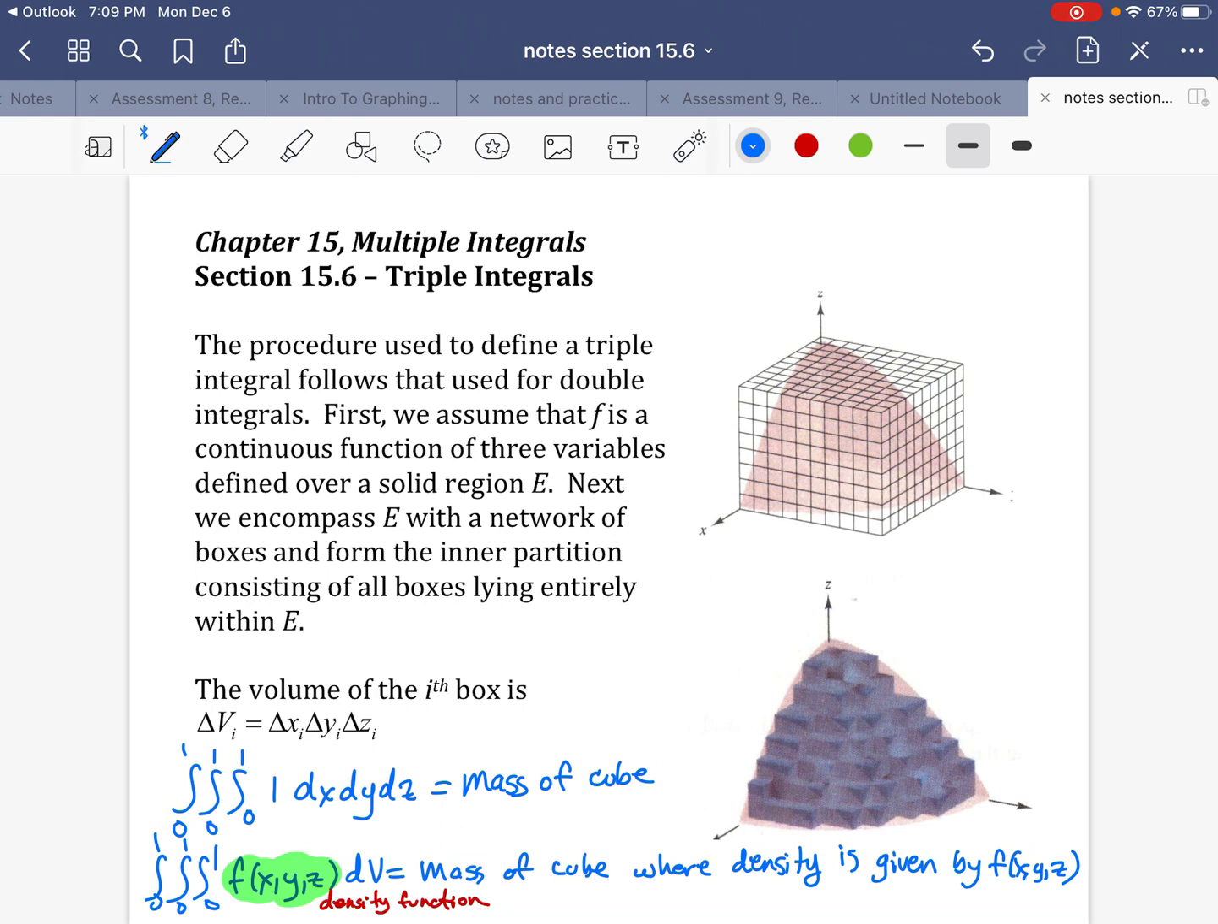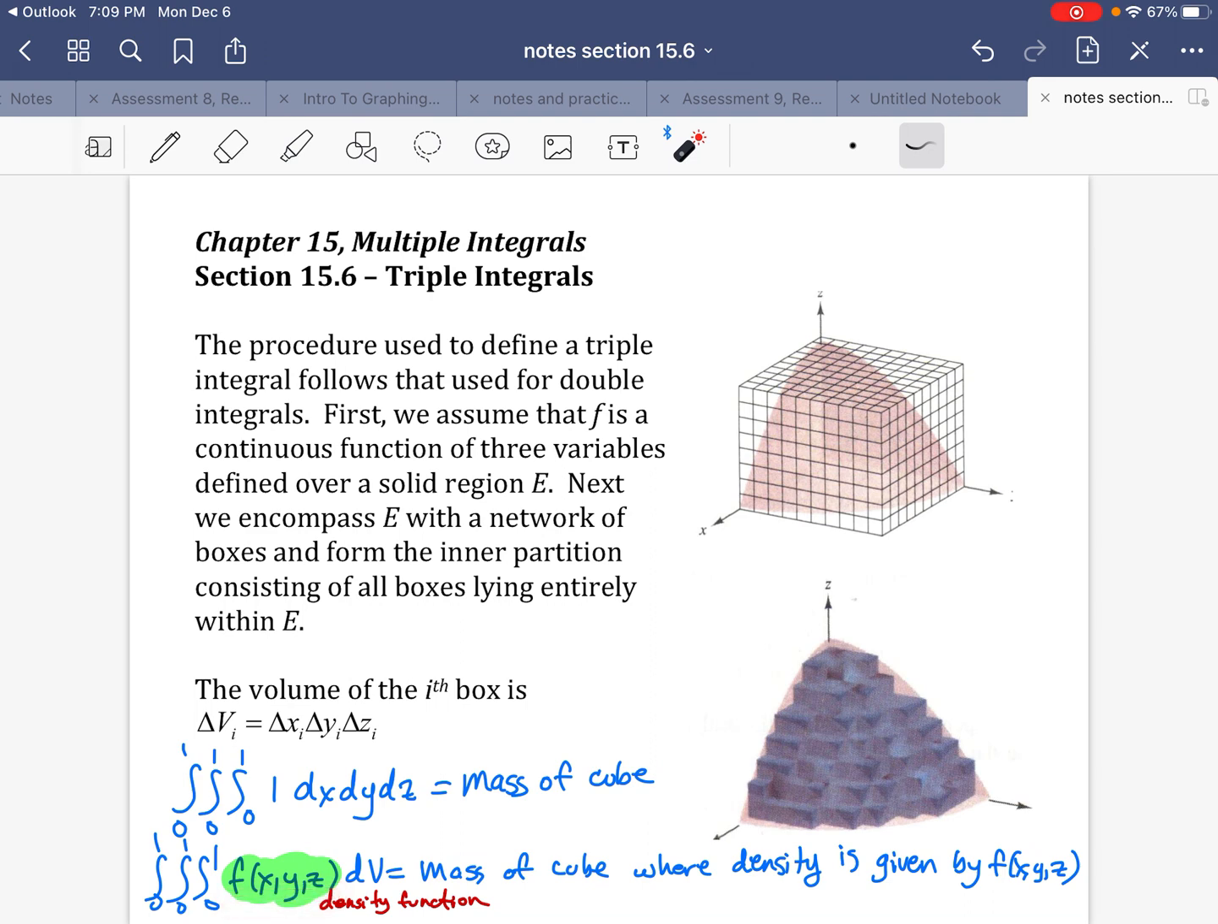All right, so in section 15.6, we're doing triple integrals. And so when you do the triple integral of simply 1, you end up getting the mass, or like the volume of a cube, especially if you're going from 0 to 1 in all three pieces.